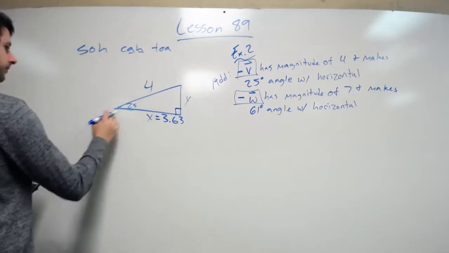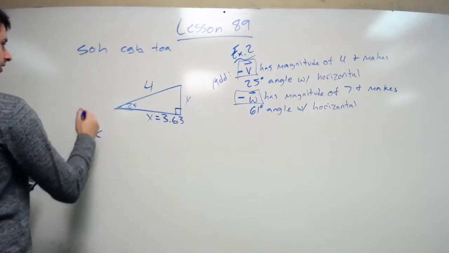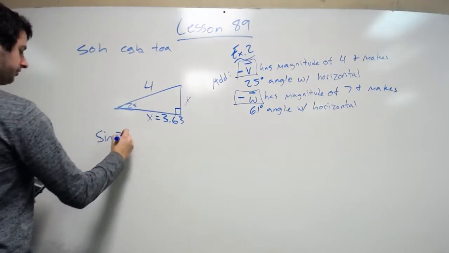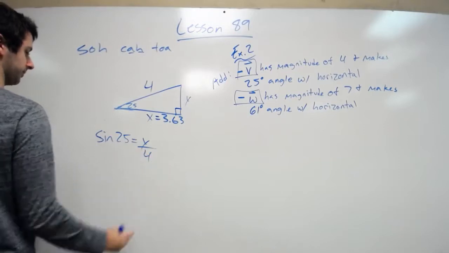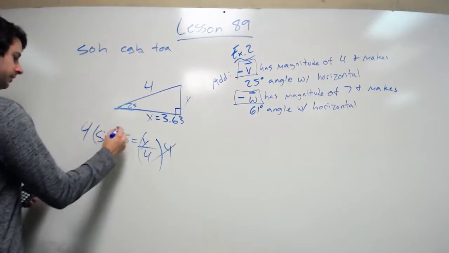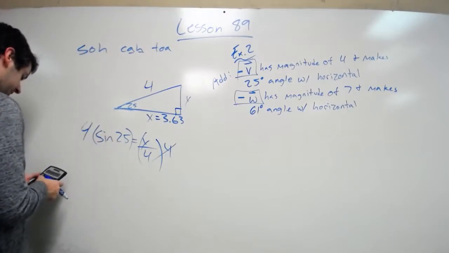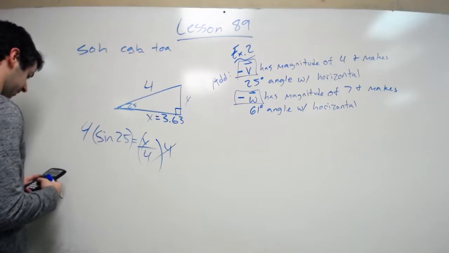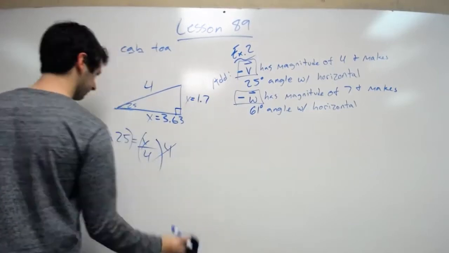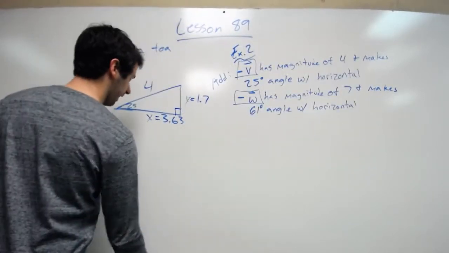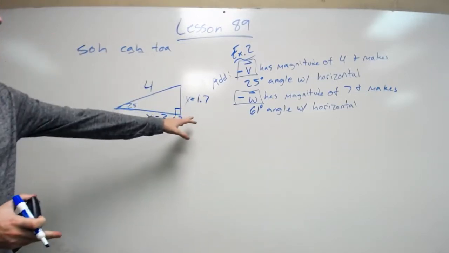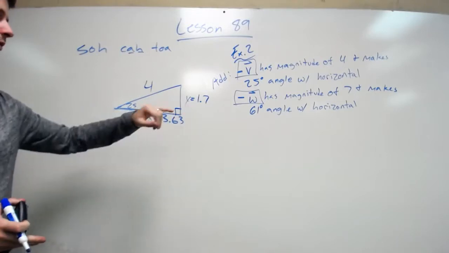And then to do y, I need opposite over hypotenuse. So that would be sine of 25 equals opposite over hypotenuse. Multiply by 4. 4 times sine of 25, I'm going to call it 1.7. So vector x and y, if I'm calling them vectors, x and y are 3.63 and 1.7.